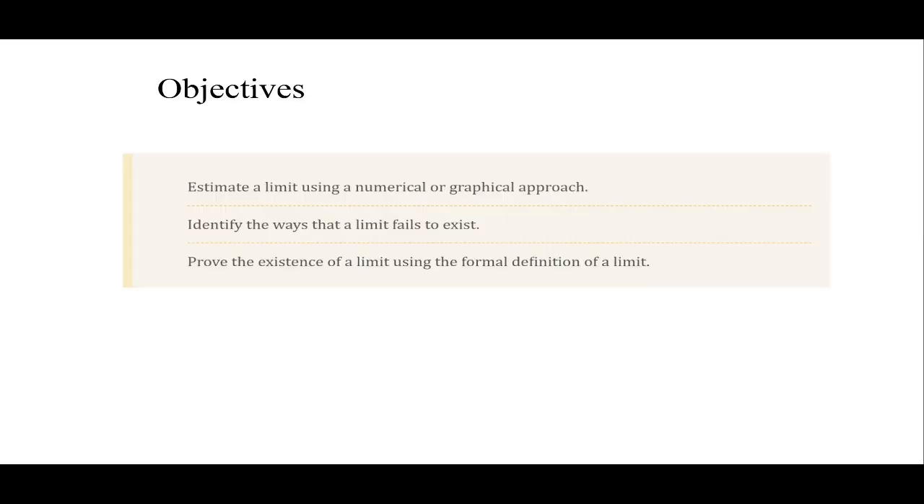Okay, so these are the objectives. Estimate a limit using a numerical or graphical approach. That's the first thing. Identify the ways that a limit fails to exist. Sometimes we cannot find limits, so we need to identify the ways. Prove the existence of a limit using the formal definition of limit. There is a formal definition, which is also called the precise definition, so we are going to discuss that too.